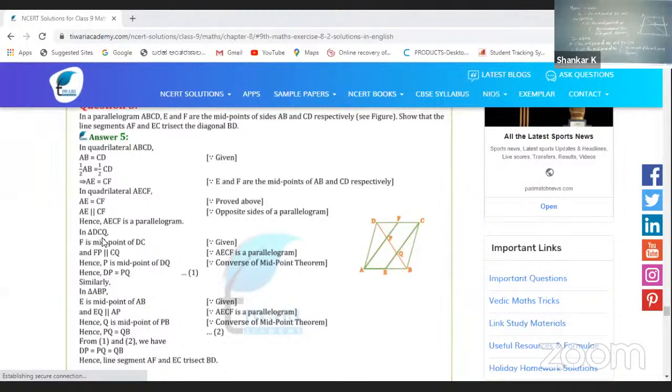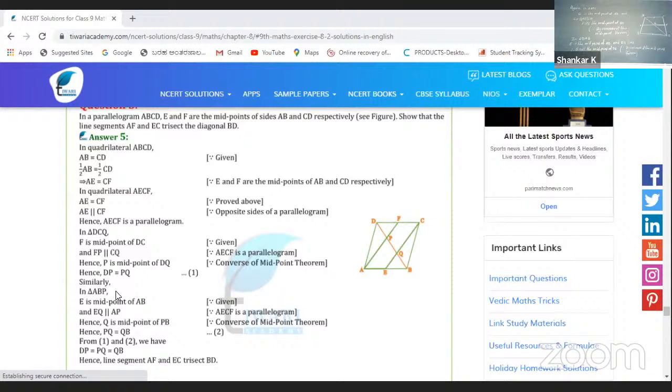Now in triangle DCQ, where is the DCQ? In triangle DCQ, F is the midpoint of DC, and FP is parallel to CQ. If so, what happens now? Point P becomes the midpoint. Hence P is the midpoint of DQ. Next, hence DP equal to PQ.